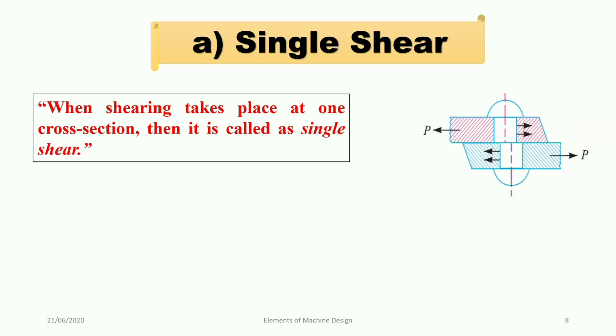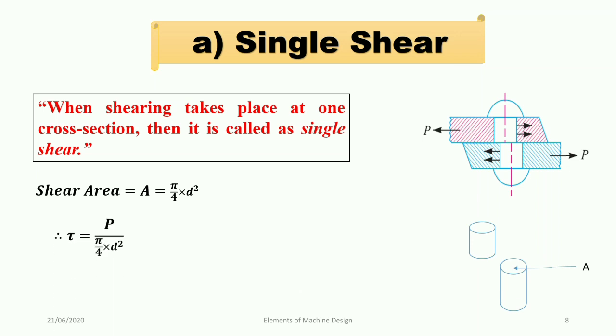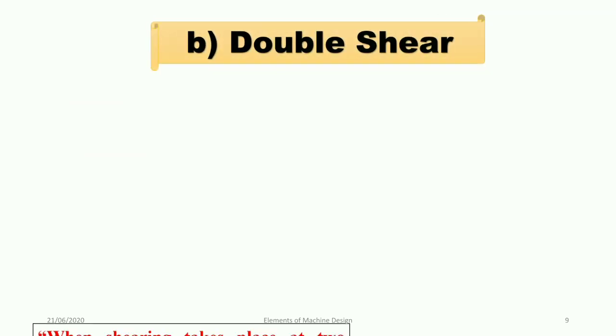Let us see the diagram. This diagram shows two plates which are connected by a rivet, and it is subjected to an external load P. This type of failure will take place at only one cross section. So the shear area A for this rivet is pi by 4 d square, and the shear stress tau is equal to P divided by pi by 4 d square.